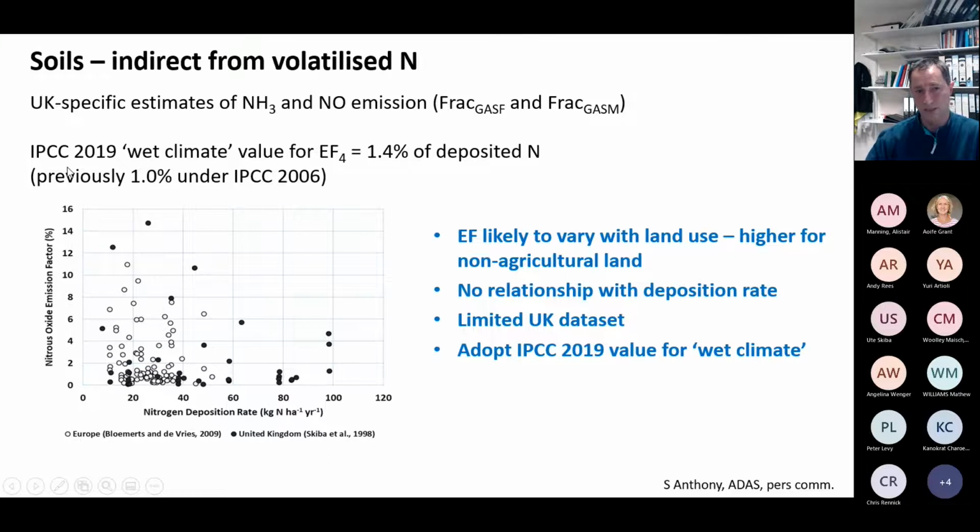And then we've adopted the IPCC 2019 value, the wet climate value, of 1.4% of deposited N will be re-emitted as nitrous oxide. Now that's bigger than the previous 1% under 2006, but we think the UK data that is available would justify using that higher value. We know that emissions are definitely higher than 1% on depositions to land that is non-agricultural, particularly woodlands, for example. So that's the value that we're proposing to use in the coming inventory.